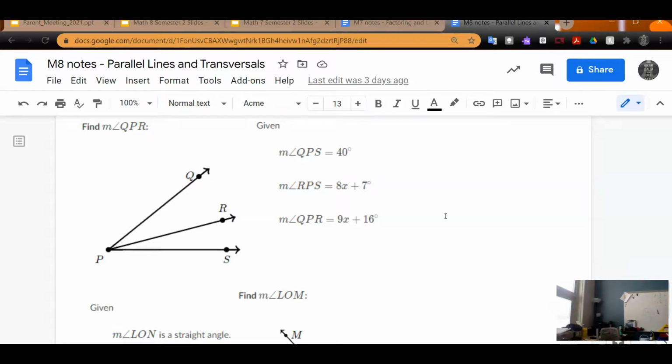So then, add like terms. I'm going to stay writing in red now. So add like terms: 8x, 9x, 17x; 7, 16, I don't know, 23. Math is tough.